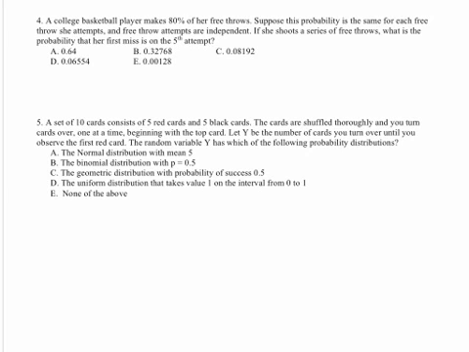Number 4, a college basketball player makes 80% of her free throws. Suppose this probability is the same for each free throw she attempts and free throws are independent. If she shoots a series of free throws, what is the probability that her first miss is on the 5th attempt? So when we're looking for the first time something happens, this is setting up to be geometric.